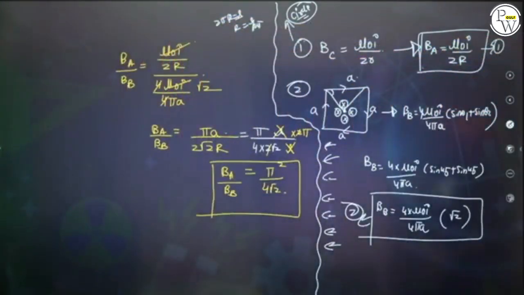I'm moving aside. If you want to have 10 seconds, have a countdown of it. If you want to take a screenshot or note down any mandatory things, you can. Ten, 9, 8, 7, 6, 5, 4, 3, 2, 1, 0. Right? So it's pi square by 4 root 2.